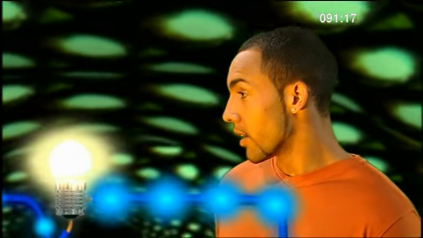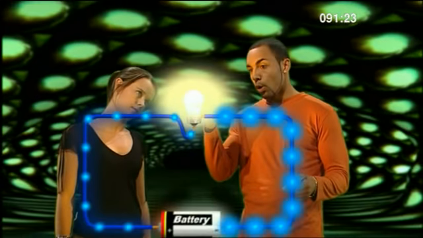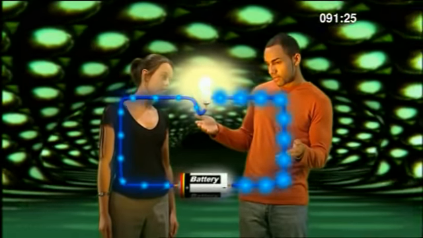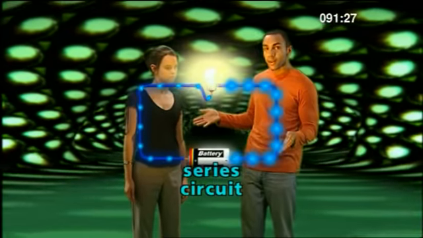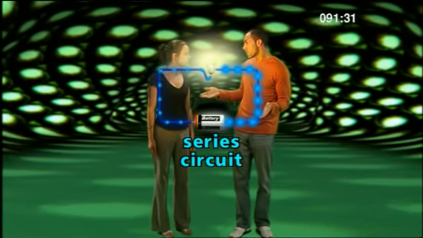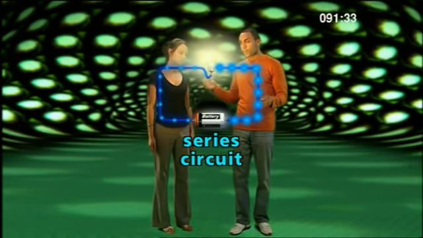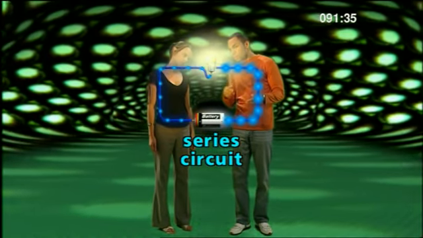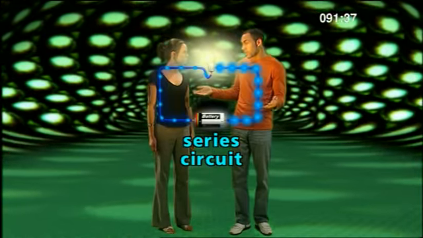Well, let's take a look at a couple of examples. You see, in this circuit, there is a battery and a light bulb all in one loop. This is called a series circuit. It doesn't matter where you place the ammeter because the number of electrons will be the same all the way around. They have nowhere else to go.